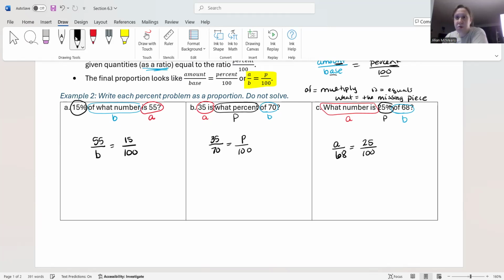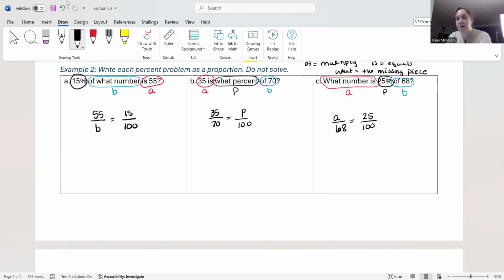Just remember, you do not have to convert between percent and decimal form here. Just put your percent over 100. The fact that we have 25 over 100 is automatically converting your percent not to decimal form, but to fraction form. So just drop the percent symbol and put it over 100. In the next video, we will look at actually solving some percent problems using the proportion method.